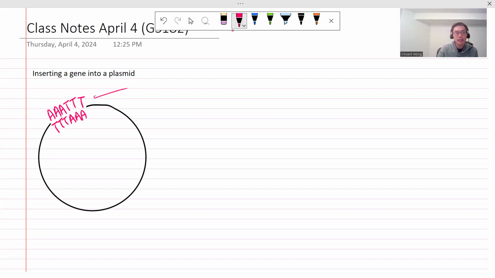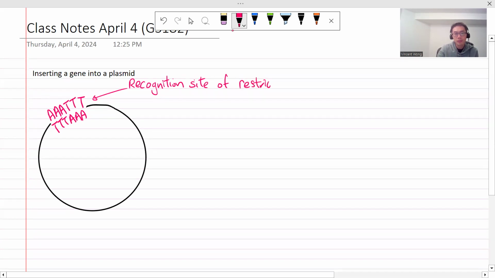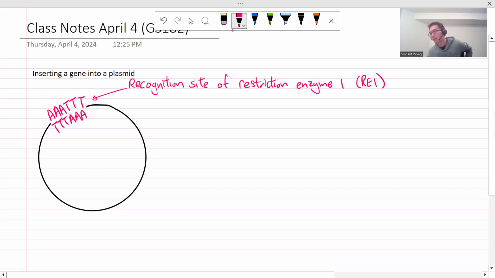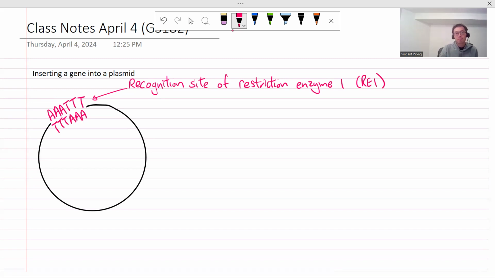And let's just say this is the recognition site of restriction enzyme 1. We'll call it RE1, restriction enzyme 1. Okay, I'm just going to give you a moment to catch up with the drawings.